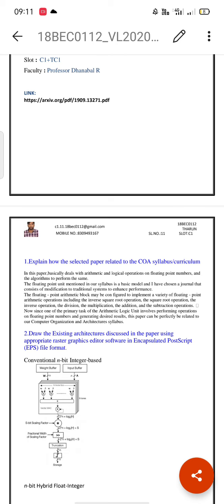Since one of the primary tasks of the arithmetic logic unit involves performing operations on floating point numbers and generating desired results, this paper can be perfectly related to our computer organization and architecture syllabus.